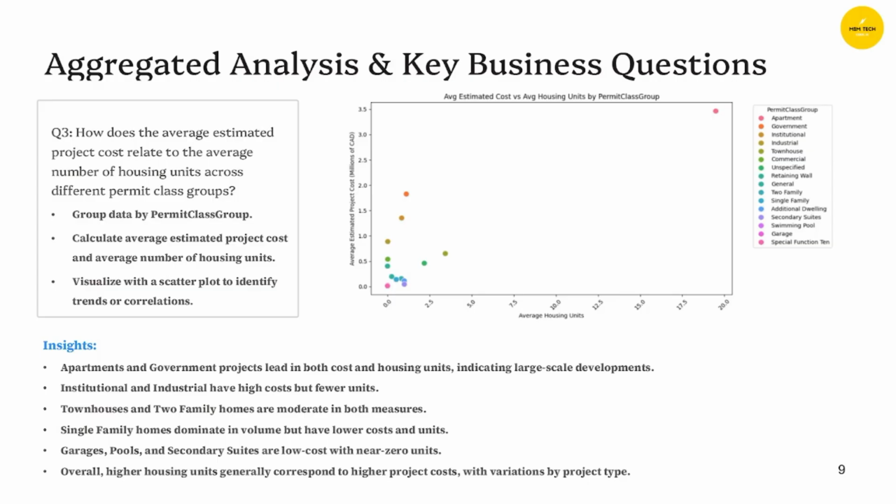But institutional and industrial have high costs but fewer units. Maybe the number of housing units is not that high in the case of institutional and industrial, depending on that particular project. But the cost is higher at the institutional and industrial project level. So this is a very relevant insight and visualization with respect to the business.